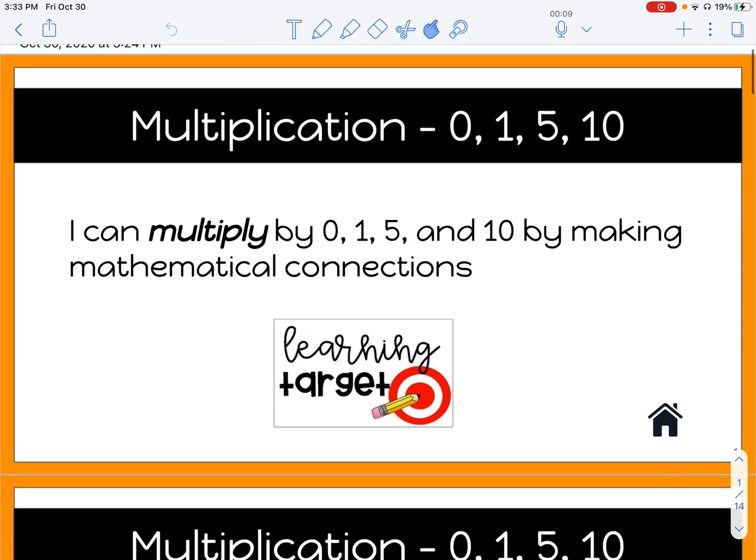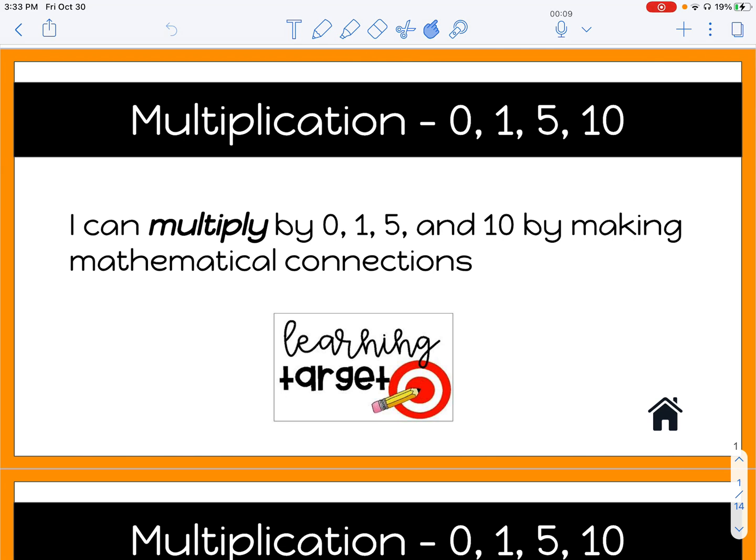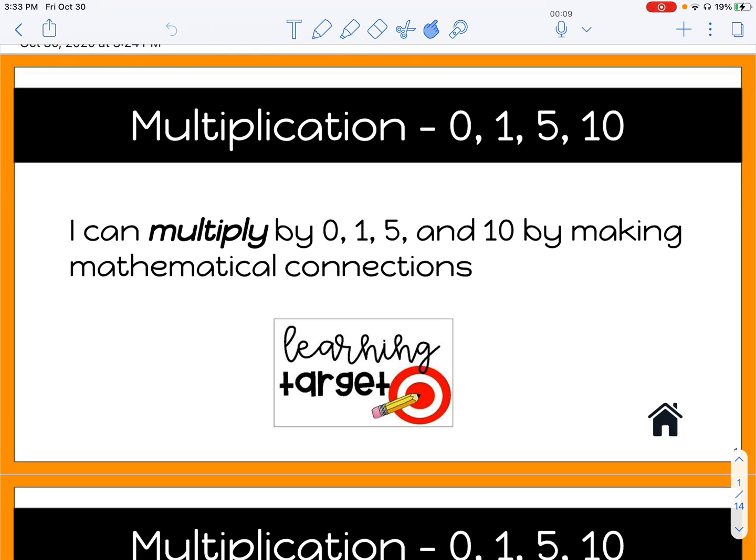Hi, fourth graders. Today we are going to talk about multiplication, and specifically, we are going to talk about multiplying by ones, 0, 5, and tens. So our I can statement for today is: I can multiply by 0, 1, 5, and 10 by making mathematical connections.